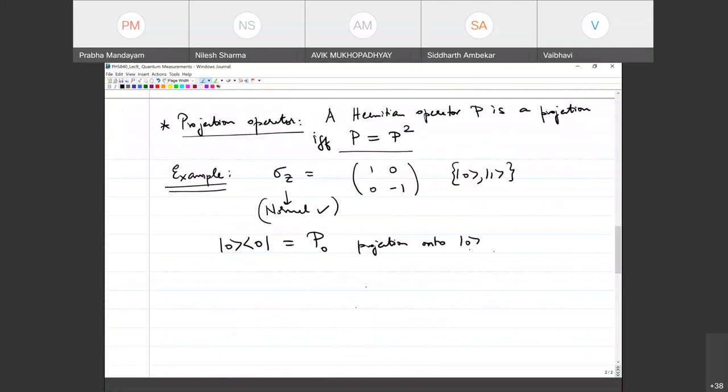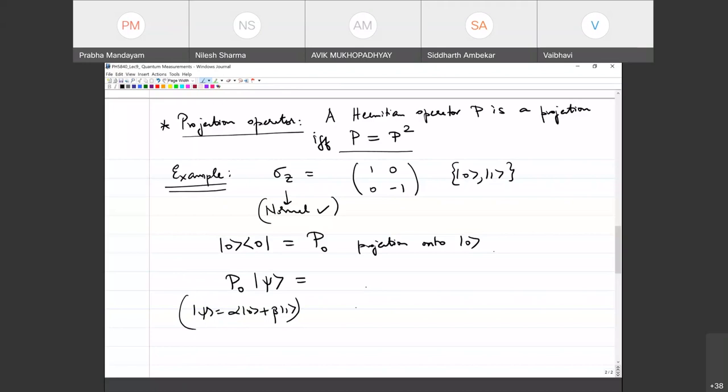And remember, we noted this, because now what are the properties of this projection operator? If I act this operator P0 on any arbitrary state psi, what happens? So let me say that psi is alpha 0 plus beta 1, remember. So what happens when P0 acts on psi?